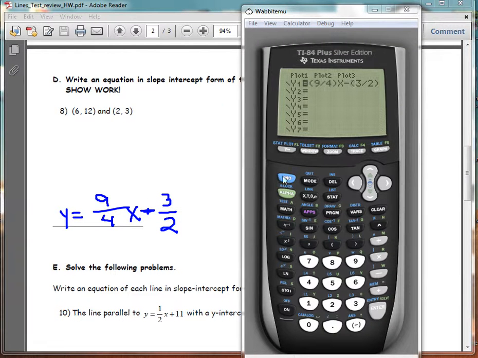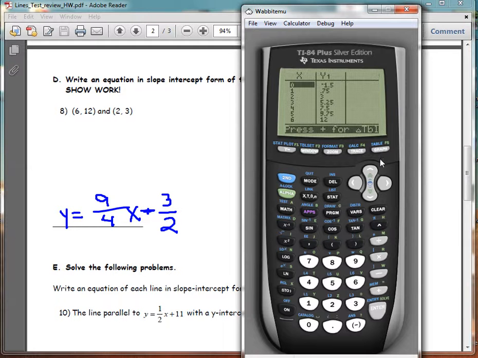Okay, so if I would have put that in correctly the first time, we're going to go here, and you're going to see how 6, 12 is on our line, and then 2, 3. So these points should, if you look at the table, they should be on that line.